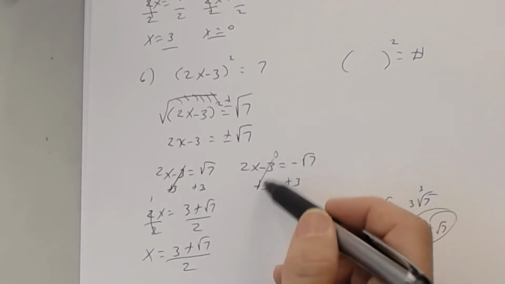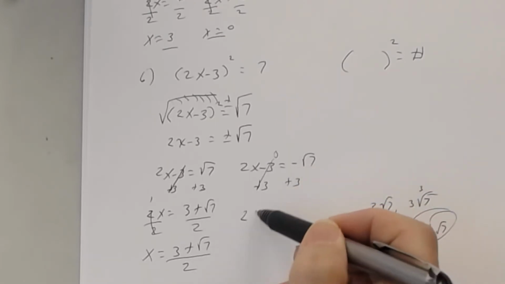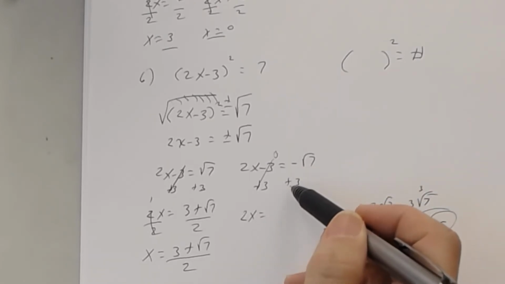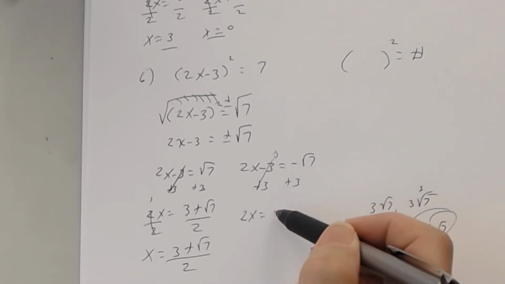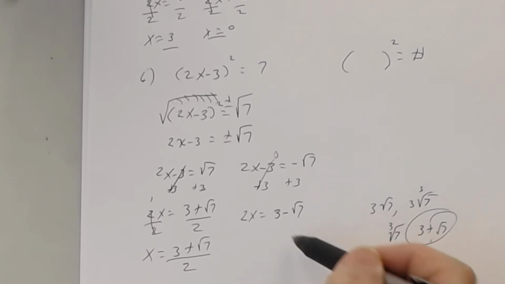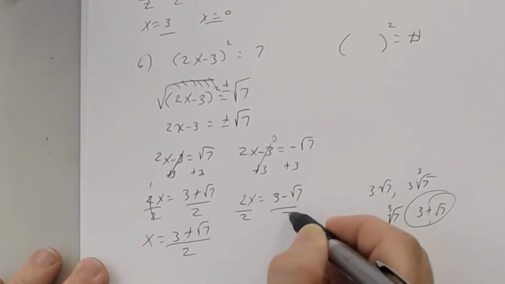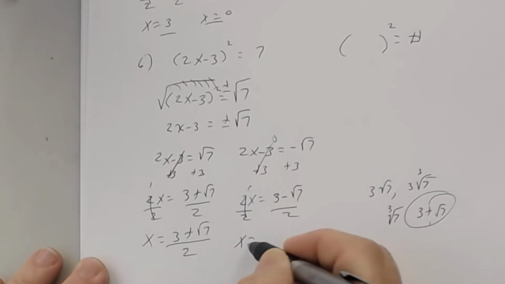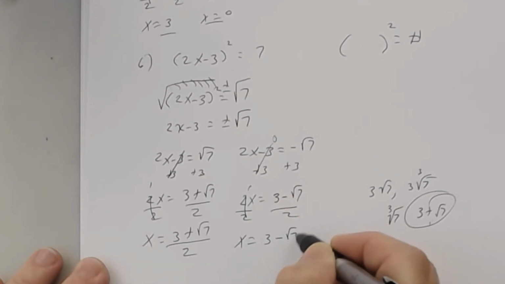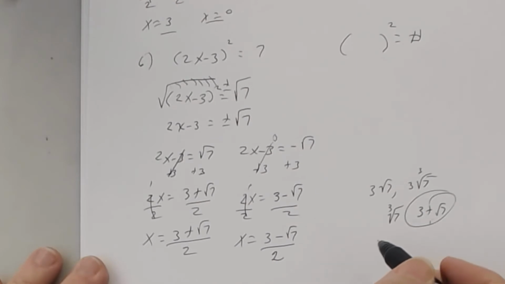So here, that's 0. I can combine those. That's 0. So I get 2x equals, and then how would I write this? Minus square root of 7. And then what's the next step? Divide both sides by 2. So I get x equals 3 minus the square root of 7, divided by 2. So those are your two solutions.